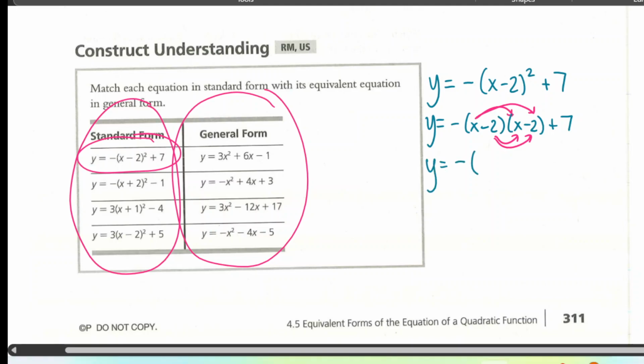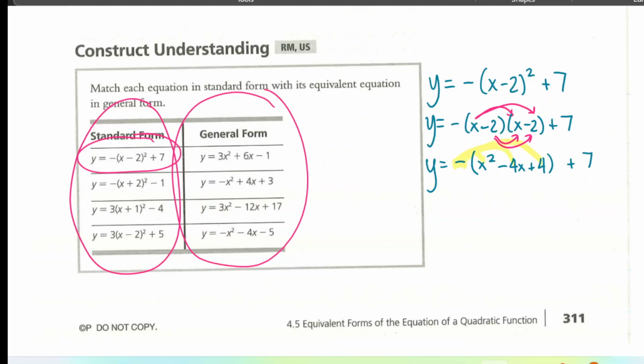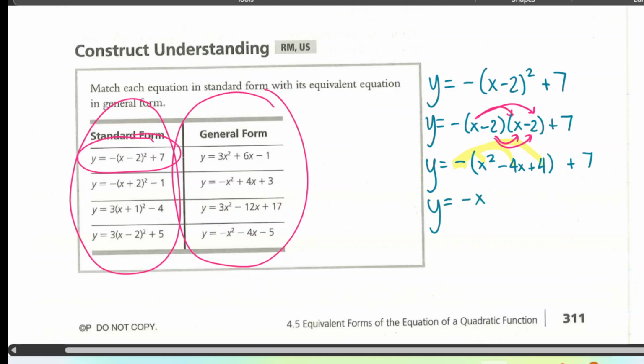Now, I like to keep that negative sign on the outside because it is going to apply to every term that I expand out when I'm doing my foiling. So it's going to be x squared minus 4x plus 4. And now this negative sign does apply to every single term in that expansion. So I get y equals negative x squared plus 4x minus 4, and then there's a plus 7 there. And I can combine those like terms on the end. So finally I get negative x squared plus 4x plus 3.